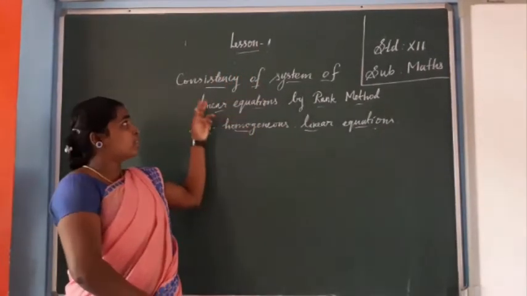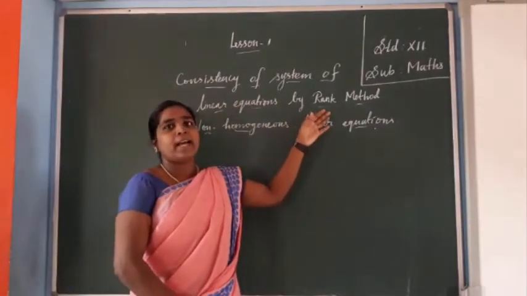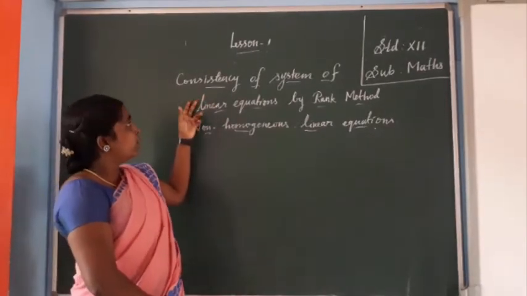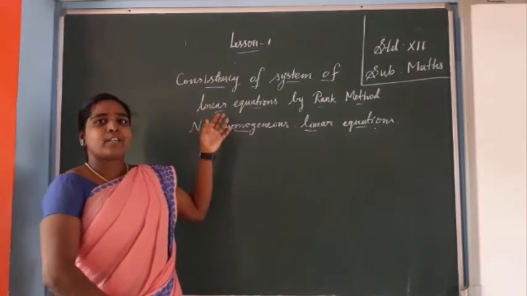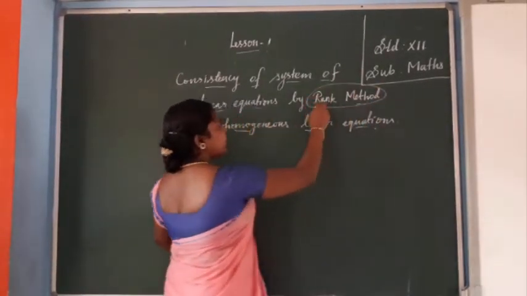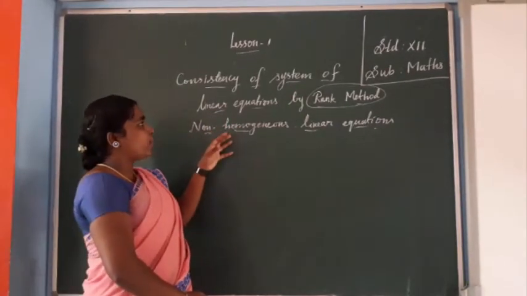Next concept is consistency of system of linear equations by rank method. In order to find consistency, in the last topic we studied the Gaussian elimination method. That method we are going to use here, the rank method. So the rank method is the Gaussian elimination method. Okay, row reduction we have to use.